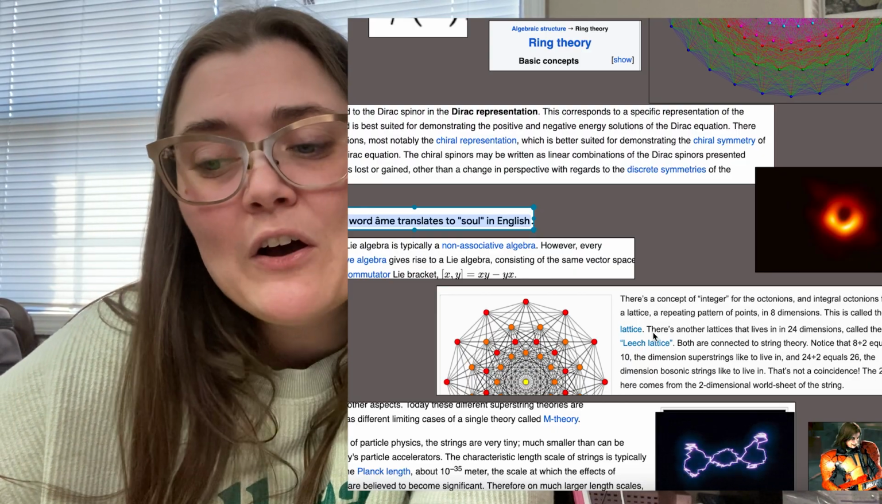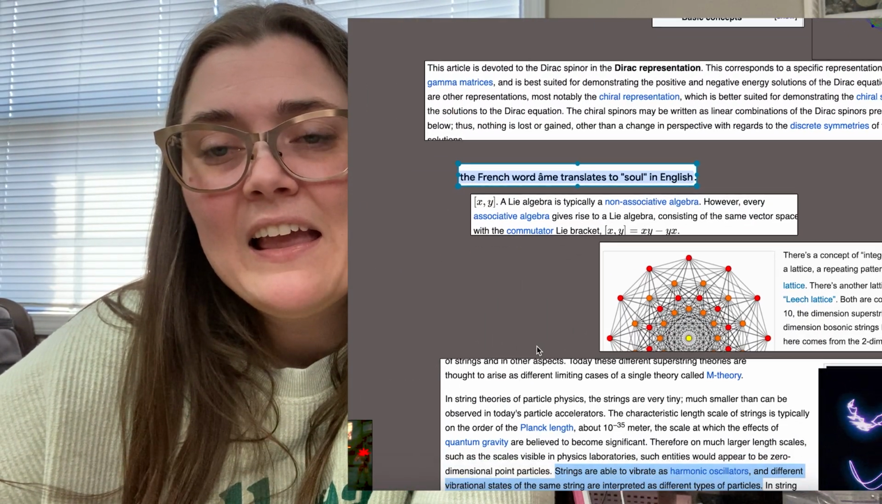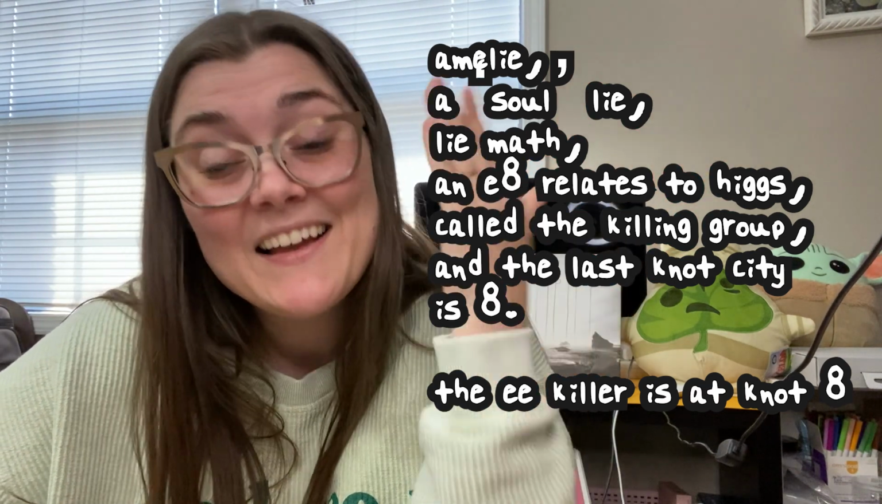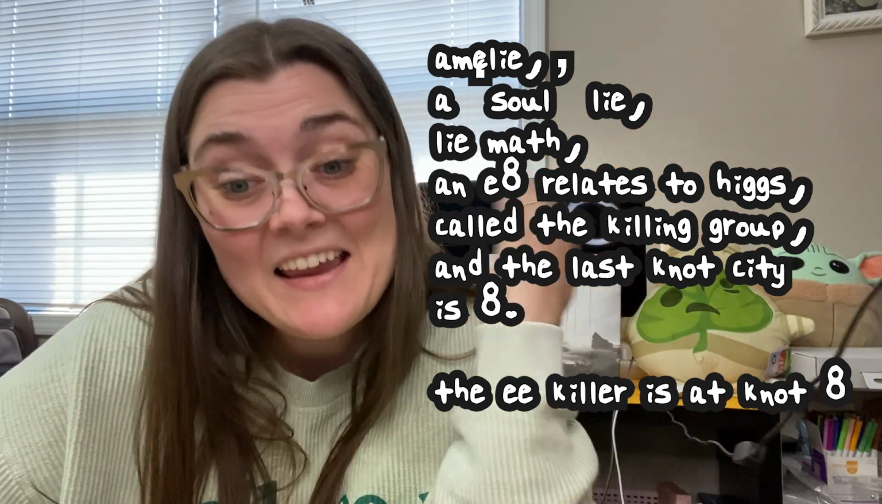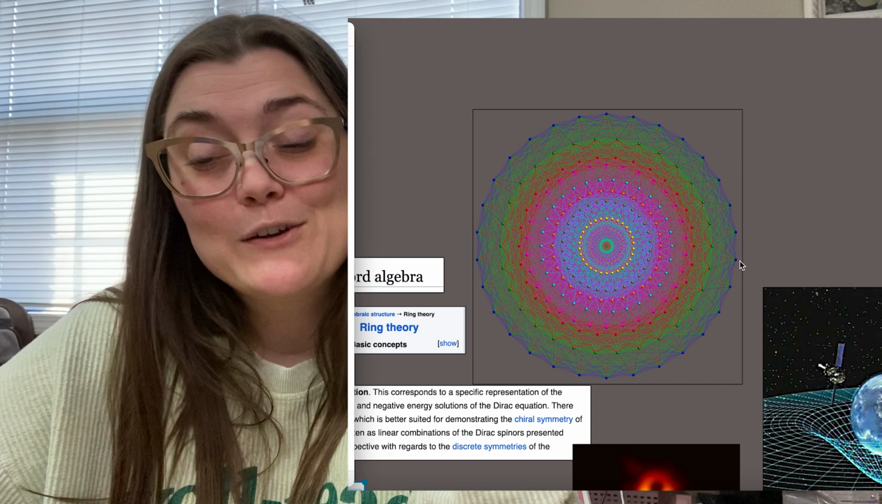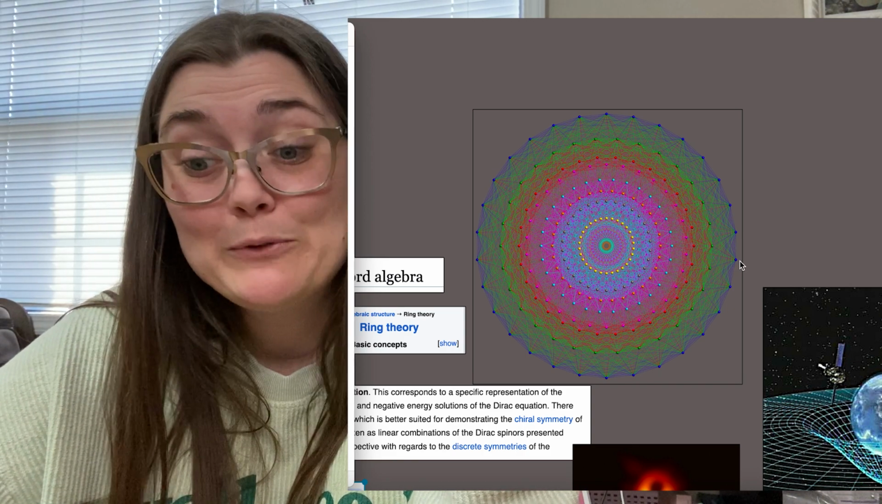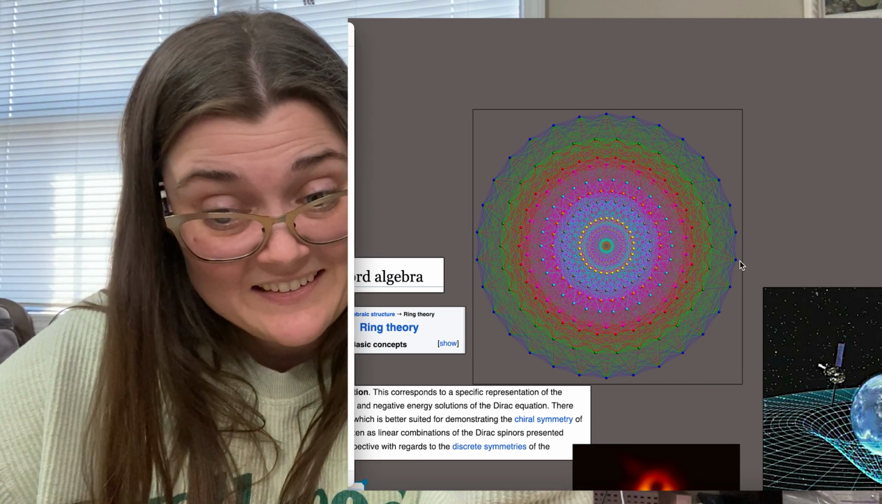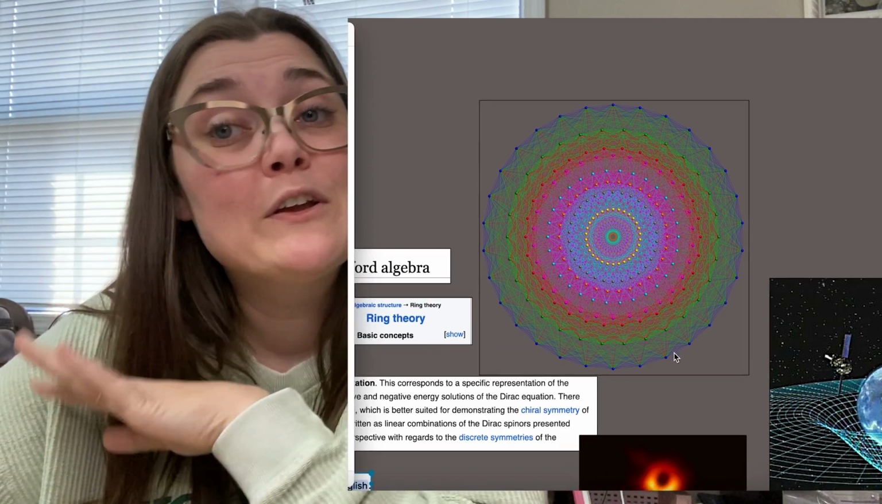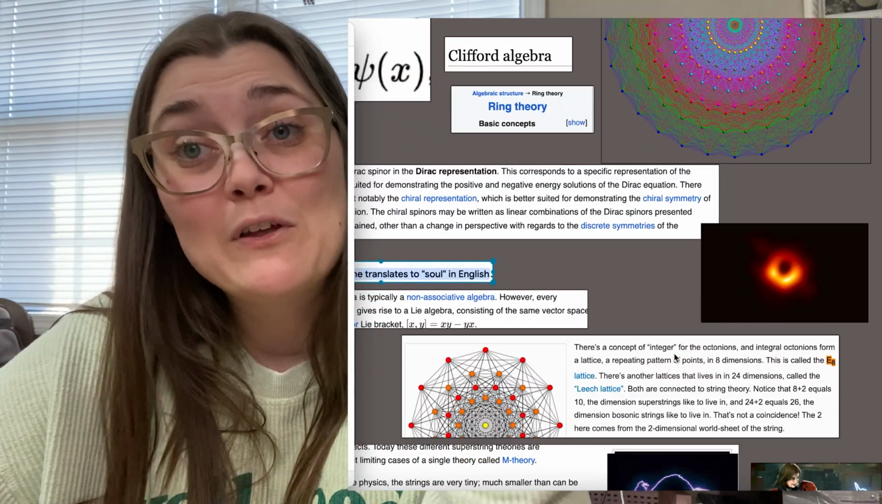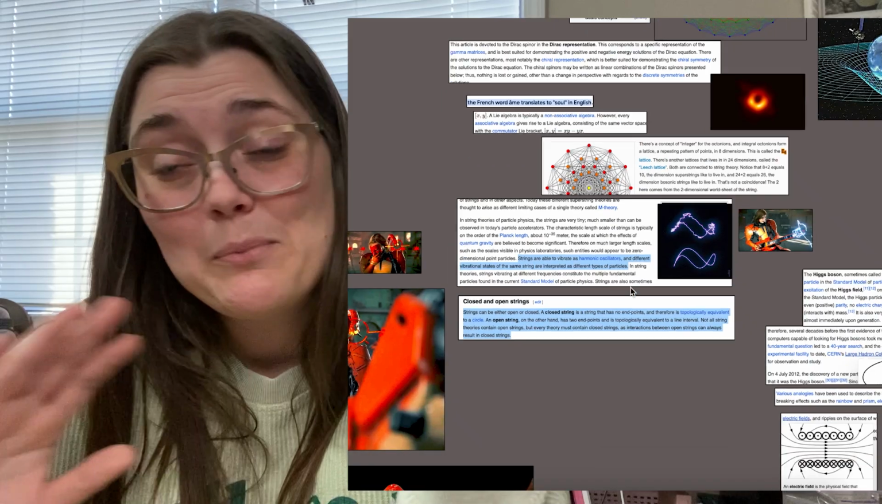Because there was a lot of talk on Higgs and Higgs particles and all that stuff. This, you might not know, has a different name. It is from a Lie group, L-I-E. It's called the E8. It is called the Killing form. Amelie, Lie algebra, the E8 lattice is called the Killing form. I need someone else to be losing their mind with me. After that, we are going to go into string theory, which is what bosonic, Higgs, particles, all that is.